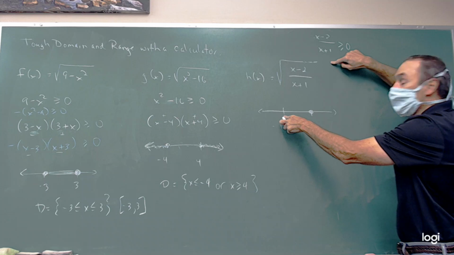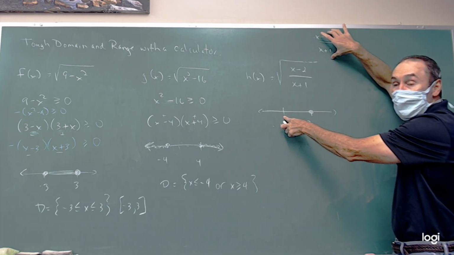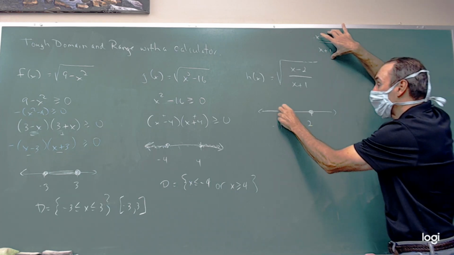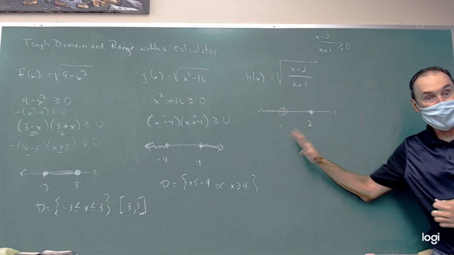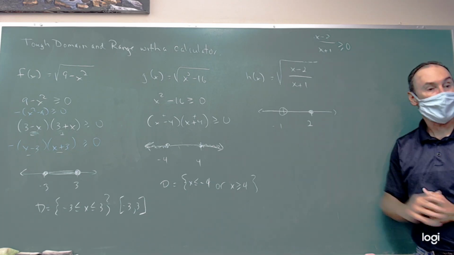Now, when this is negative 1, this thing is undefined, and so therefore it cannot be in the domain, and so it's going to get an open circle. See the big difference so far? Okay, numerator, solid dot, denominator 0, it's going to be an open circle.